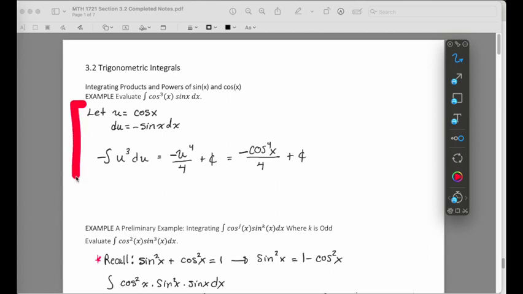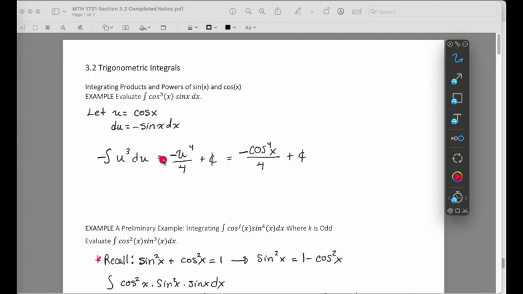So this first example is super easy. We have the integral of cosine to the third x sine x dx. We're going to let u be cosine x, so that way when I take the derivative of u, I get minus sine x dx. I can replace cosine with u, so I would have u to the third. I can replace sine x dx with negative du.